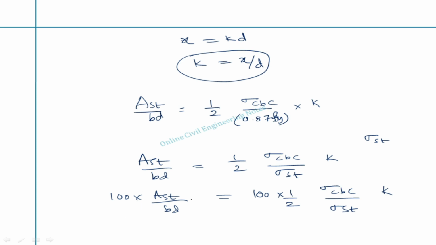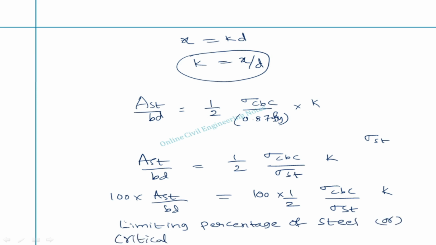100 into AST by bd is known as limiting percentage of steel or critical percentage of steel.